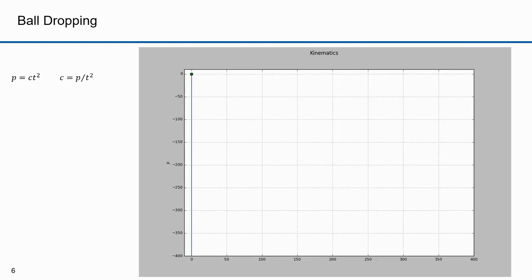Galileo's water clocks weren't responsive enough to measure an object in free fall, even if we were to throw it off a tall building like the Tower of Pisa. He had to figure this out mathematically, how fast an object would fall in free fall.